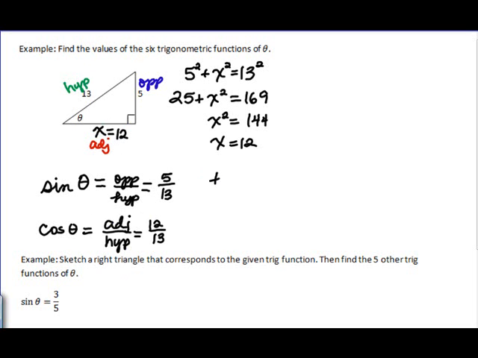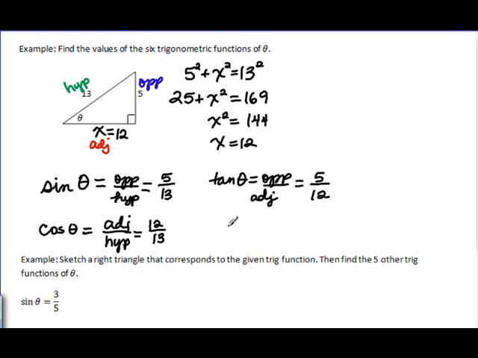And what about tangent? So this is some old hen caught another hen taking oats away. And so opposite over adjacent would be 5 over 12.